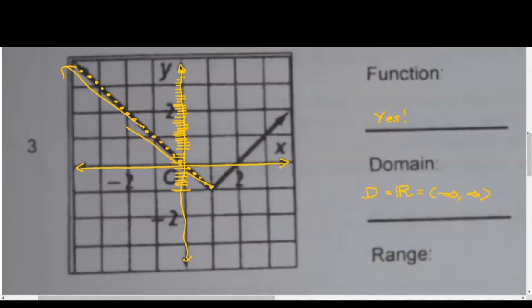What about this portion? Nasaan yung mga y values ng mga points na yan? Same. Simula dito, pataas. Seeing this, do you say that the range is also the set of all real numbers? Definitely, no. Kasi tingnan nyo yung negative 2. Ito oh. This one, negative 2. Wala na siya sa graph.